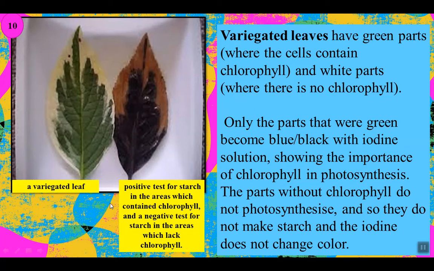So if we test such a leaf using the same methods, the only parts that were green will become blue-black with iodine solution, but the other parts will remain unchanged and they will have the same brown color of the initial iodine solution.